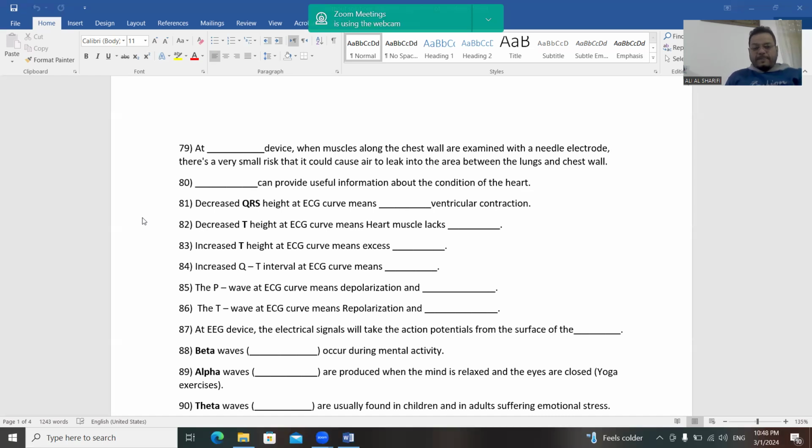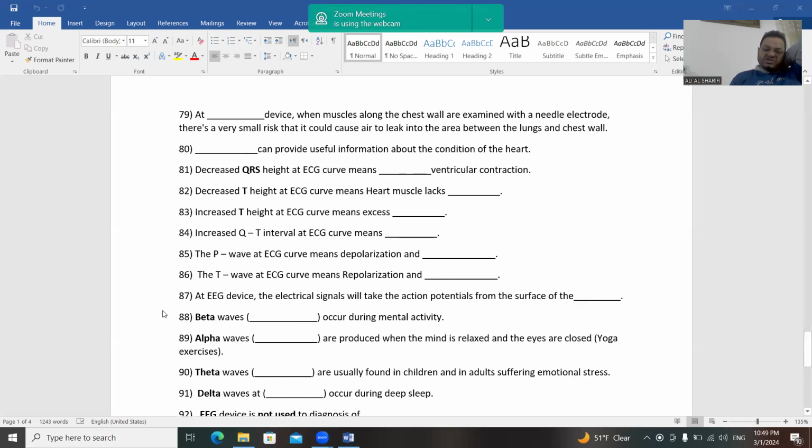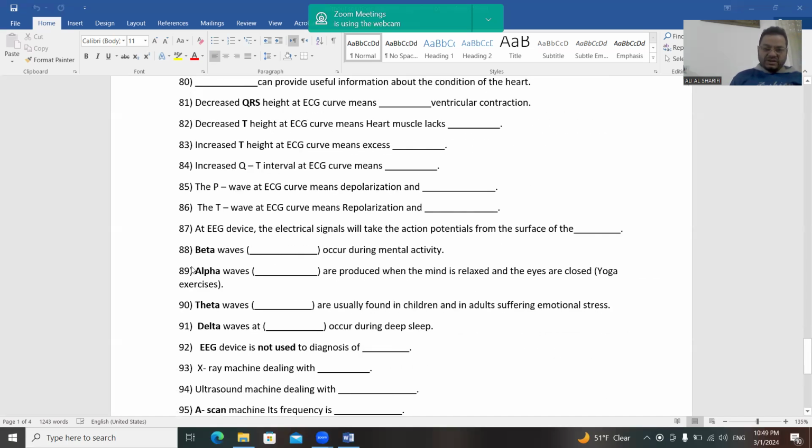Decreased T wave at the curve, what does it mean? Increased T height at ECG curve means what? Increased QT interval at ECG means what? The P wave at ECG curve means depolarization and what? The T wave at ECG means repolarization, and at EEG device, the electrical signals will take the action potential from the surface of what?